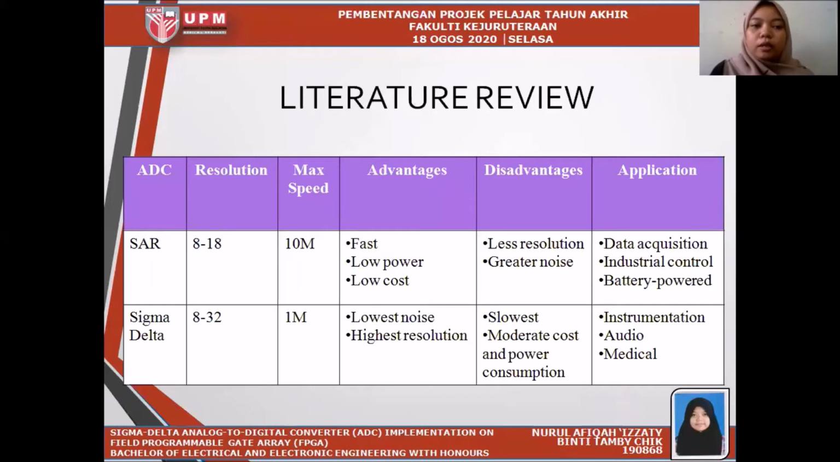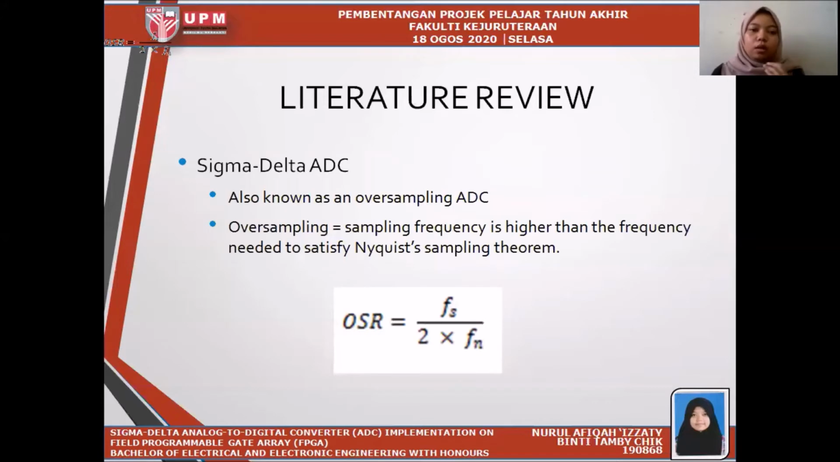So this is the difference between SAR and Sigma Delta ADC. Why do I use Sigma Delta ADC? Because even though it is slower, with a lower conversion rate, it has higher bit resolution, which can range from 8-bit to 32-bit, and we use minimal external connection. Sigma Delta ADC is known as an oversampling ADC because it oversamples the Nyquist sampling theorem by twice.